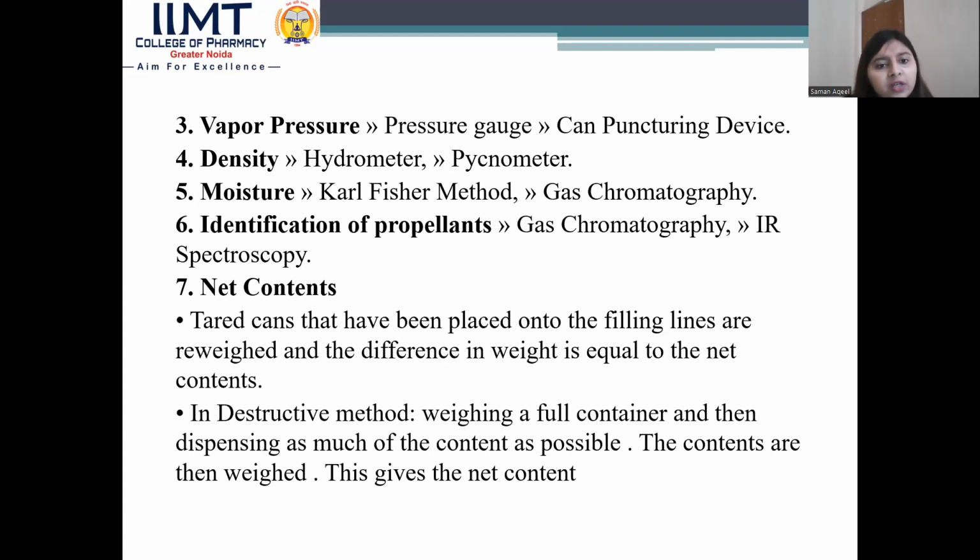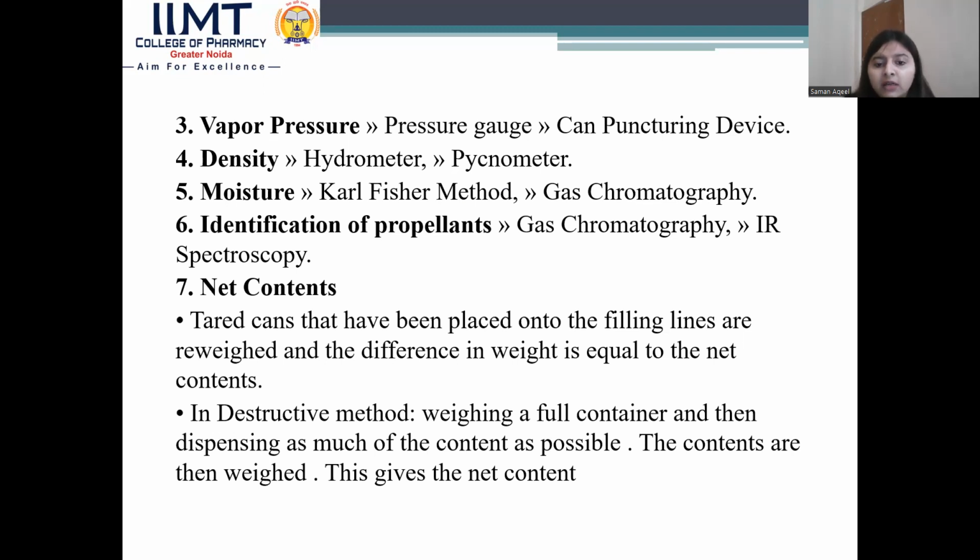Next one is the moisture. Moisture can be estimated by the Karl Fischer method or gas chromatography. Next one is the identification of propellants. These could be identified with gas chromatography or infrared spectroscopy. And the last one is the net contents. Net contents can be estimated as the tared containers that have been placed onto the filling lines are reweighed, and the difference in weight is equal to the net contents.